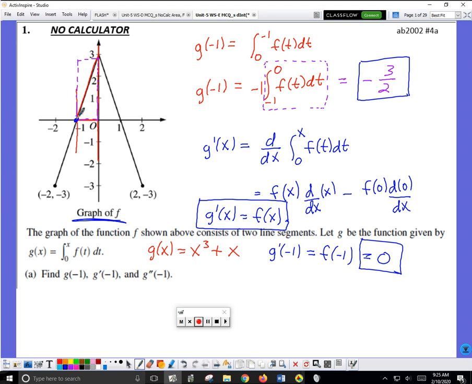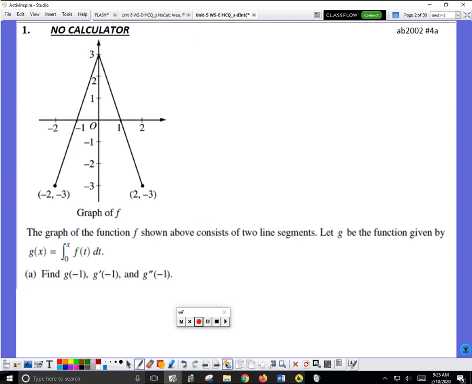Now, solid. Keep going. So let's copy this over. Now we need to find g double prime of negative 1. So we just need to do another derivative. Can I erase this? So I know that g prime of x is f of x. So I know that g double prime of x will be f prime of x. Oops, wrote that wrong, sorry.